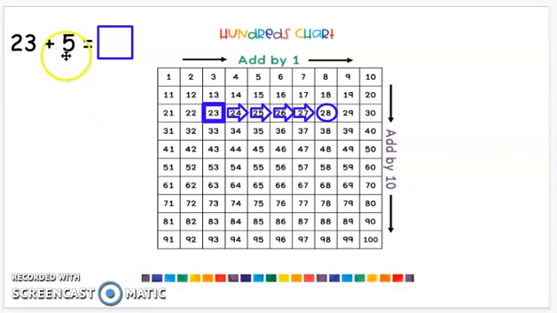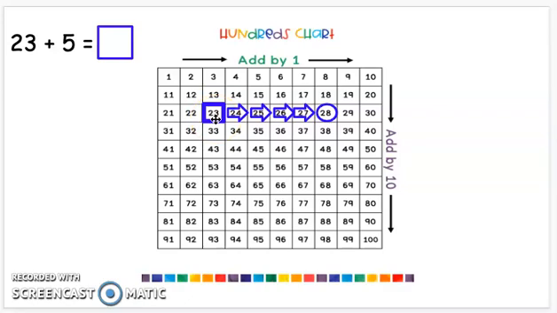And since I'm adding by ones, I'm going to move this way on my 100 chart. So when I add by ones, I'm going to move across the row. So rows go from left to right. So when I'm adding by 1, I'll go across the rows. And I'm going to add 5 more to my 23. So I start at 23 and I'm going to make 5 jumps.